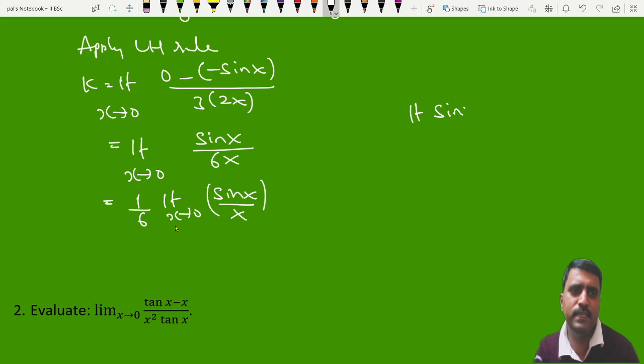Limit of sin x by x as x tends to 0 is equal to 1. You should remember some of the standard results. Limit of sin x by x when x tends to 0 is equal to 1. Limit of tan x by x when x tends to 0 is equal to 1.